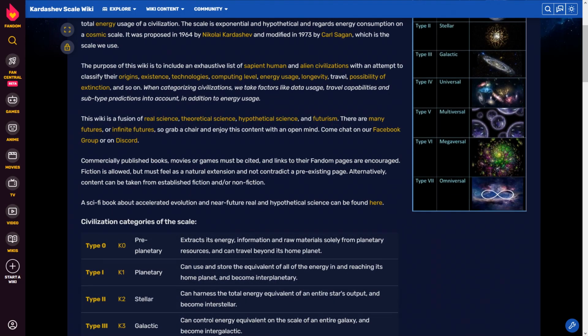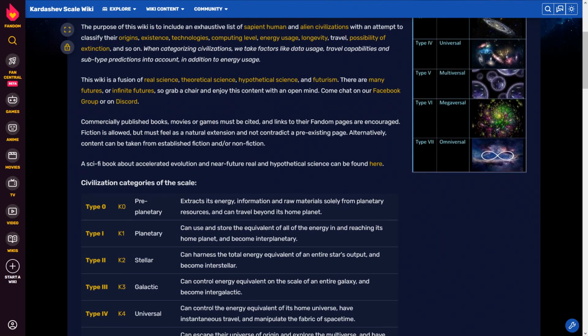Commercially published books, movies, or games must be cited, and links to their fandom pages are encouraged. Fiction is allowed, but must feel like a natural extension and not contradict a pre-existing page. Alternatively, content can be taken from established fiction and/or non-fiction. A sci-fi book about accelerated evolution or near future real and hypothetical science can be found here. But it's not telling me what that link is.